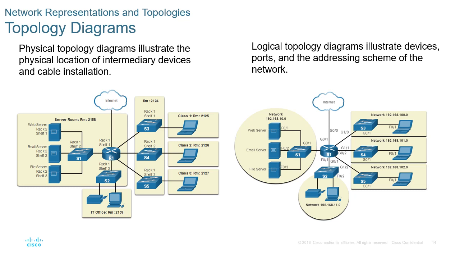Still on the network representations, we go to the topology diagrams, which are a visual representation of the arrangement and connections of devices within a network. There are two different types: the physical and the logical topologies. The physical topology shows the devices themselves and the physical locations of those devices. I can see different rooms there, different racks and different shelves. On the other hand, the logical topology shows different ports and addressing schemes. I can see network addresses there, and Fast and Gigabit Ethernet ports.